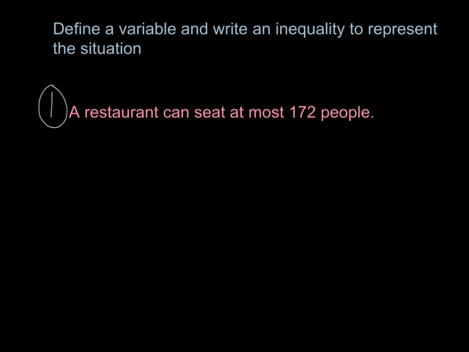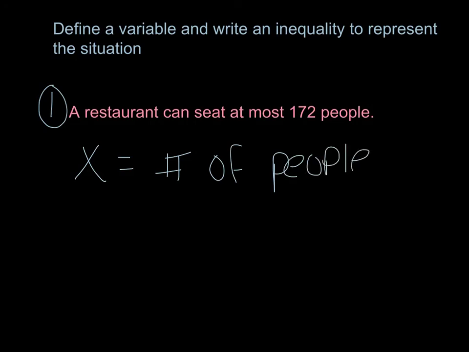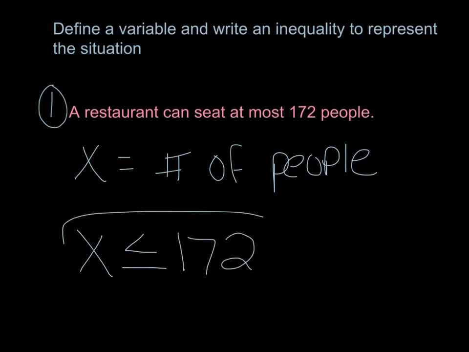All right, and the last problem here. Define a variable and write an inequality to represent the situation. Okay, a restaurant can seat at most 172 people. Okay, so we could say that x equals the number of people at the restaurant, okay, and so therefore x, if it can seat at most 172, that means the number of people has to be at 172 or less. So that means x has to be less than or equal to 172, and there would be your inequality to represent the situation.